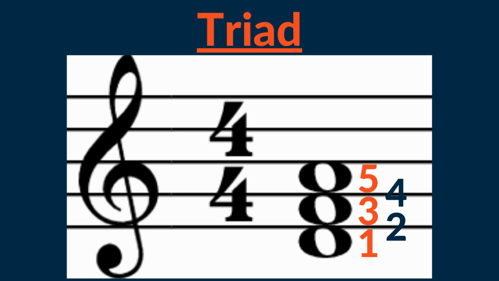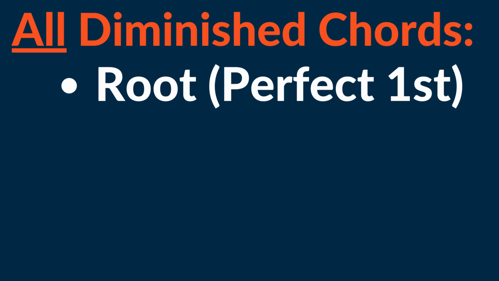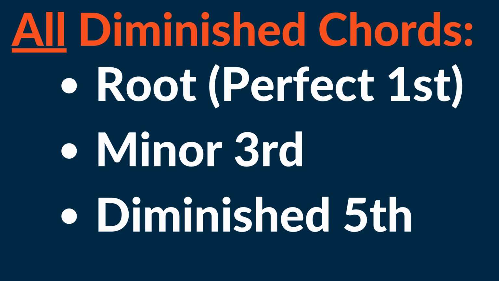The reason we need to know what a triad is is because a diminished chord is a triad. It has a first, a third, and a fifth. And in the case of a diminished triad, specifically, we have our root note, and then we have a minor third, and we have a diminished fifth.